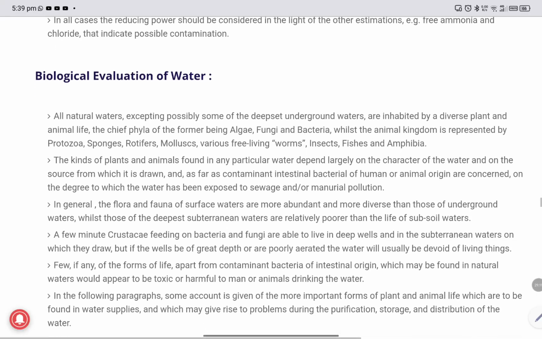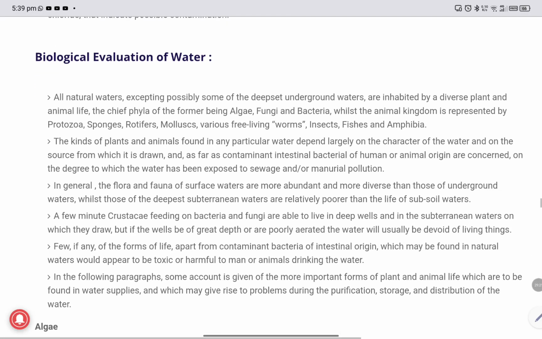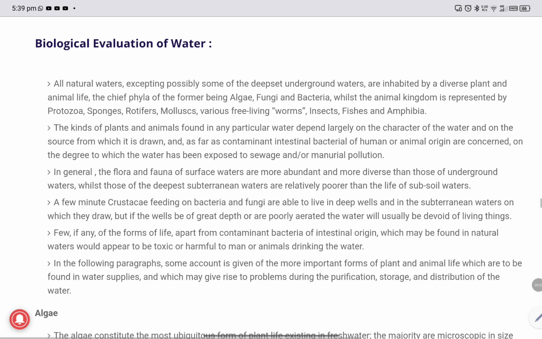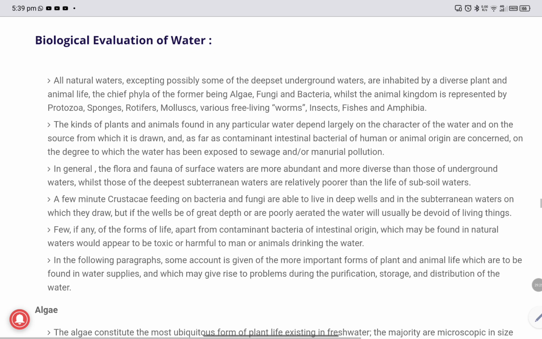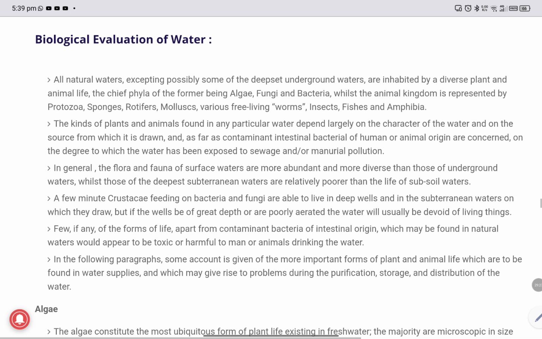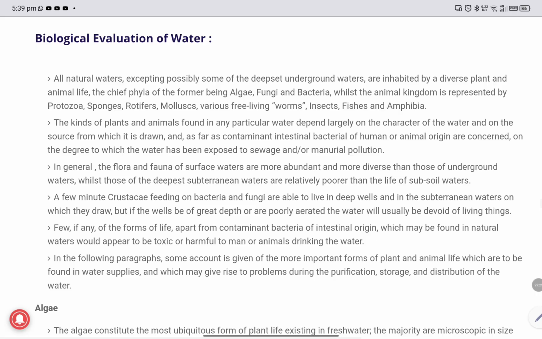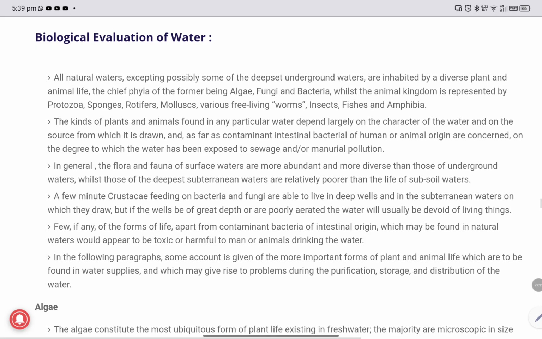Biological evaluation of water. All natural waters, excepting possibly some of the deepest underground waters, are inhabited by a diverse plant and animal life.